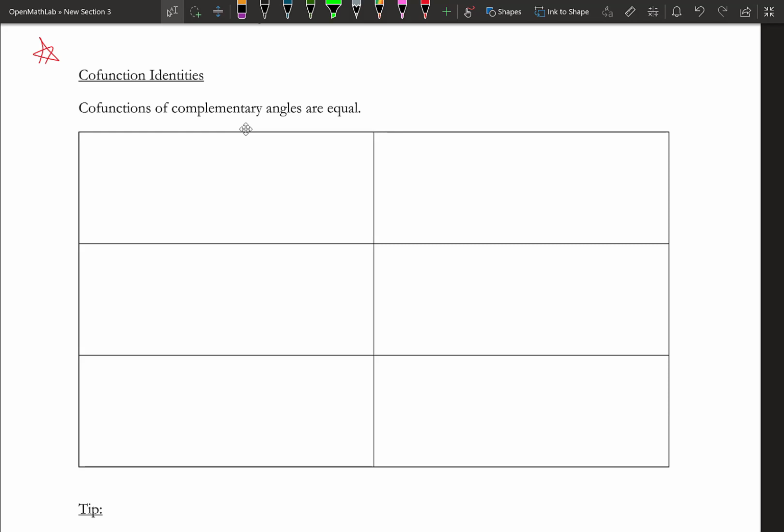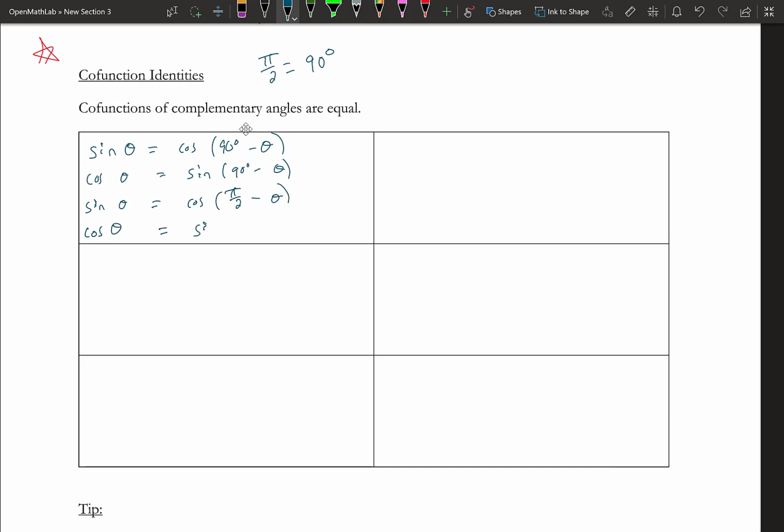So in general, what we can say is that sine of theta equals cosine of 90 degrees minus theta. Also, cosine of theta equals sine of 90 degrees minus theta, right? And then we could also rewrite this in radians. So remember that pi over 2 radians is equal to 90 degrees, right? So I could also say that sine theta equals cosine of pi over 2 minus theta, and also cosine theta equals sine of pi over 2 minus theta, right? So in other words, sine and cosine are cofunctions, right?